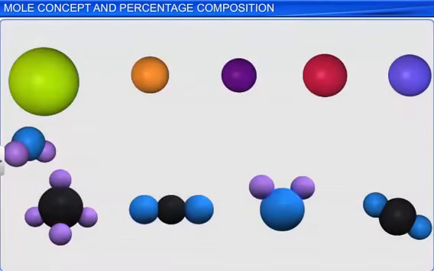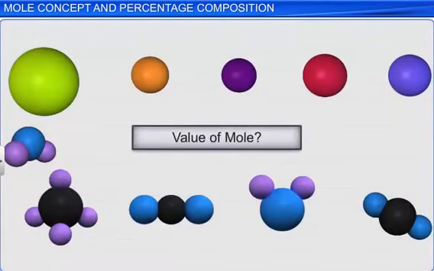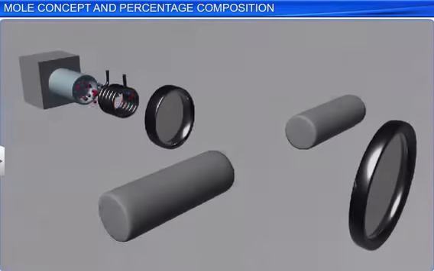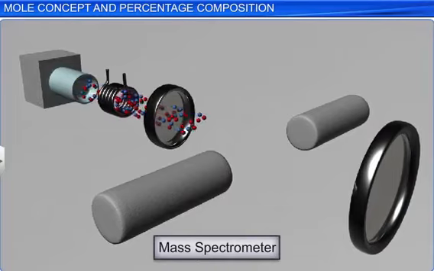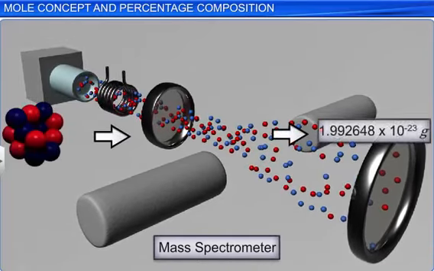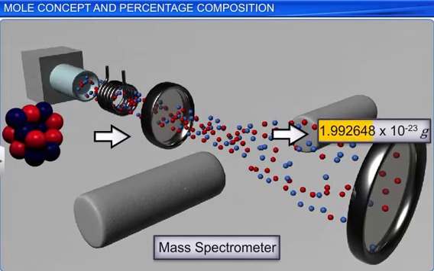But what is the value of a mole? Let's find out. We know that a carbon-12 atom is used as a base to calculate the atomic mass of elements. Hence, scientists used carbon as the base to determine the value of 1 mole. They used a mass spectrometer to determine the mass of a carbon-12 atom and found it to be 1.992648 multiplied by 10 raised to -23 gram.